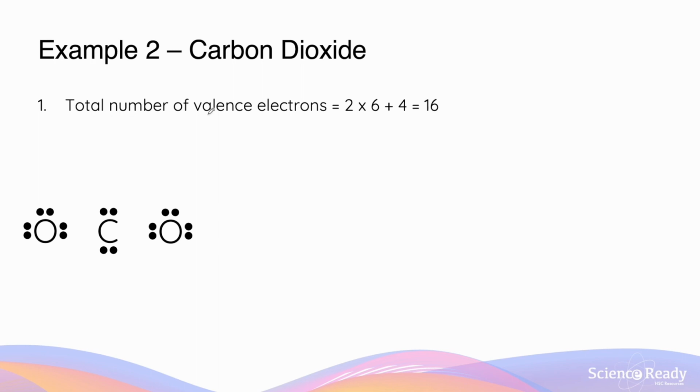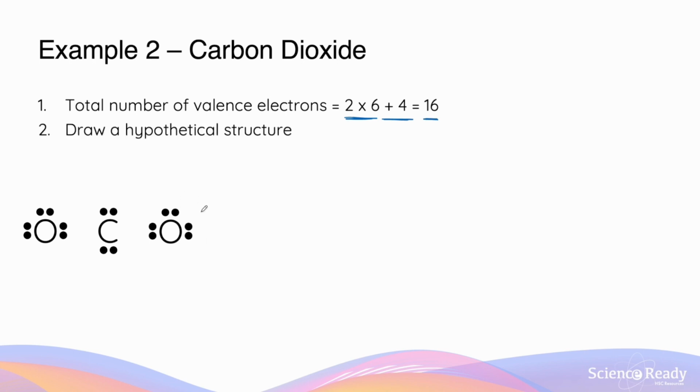The first step is to calculate the total number of valence electrons using our periodic table. So oxygen has 6 valence electrons, so we'll do 2 times 6. And carbon is in group 14, so we'll plus 4 as its valence electrons. This gives me a total of 16. And we'll draw the least electronegative atom, which is the carbon, in the center, next to the 2 oxygen atoms.